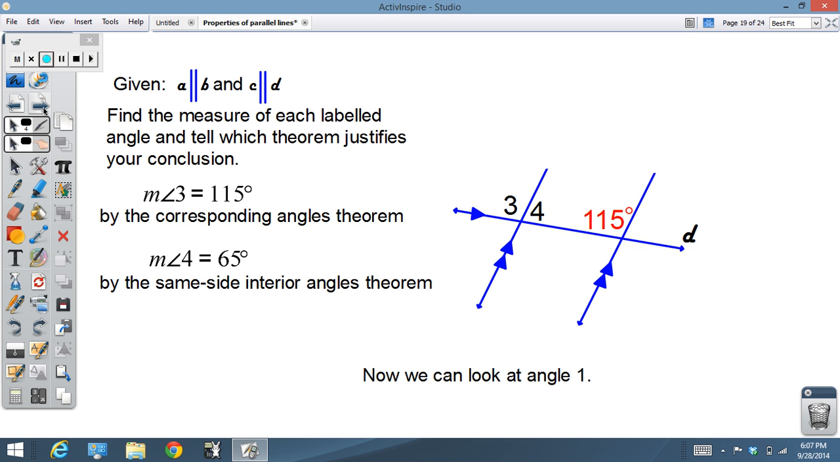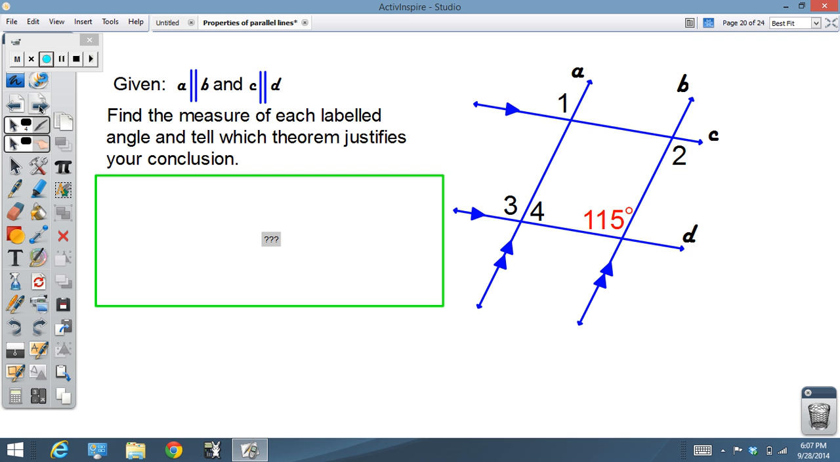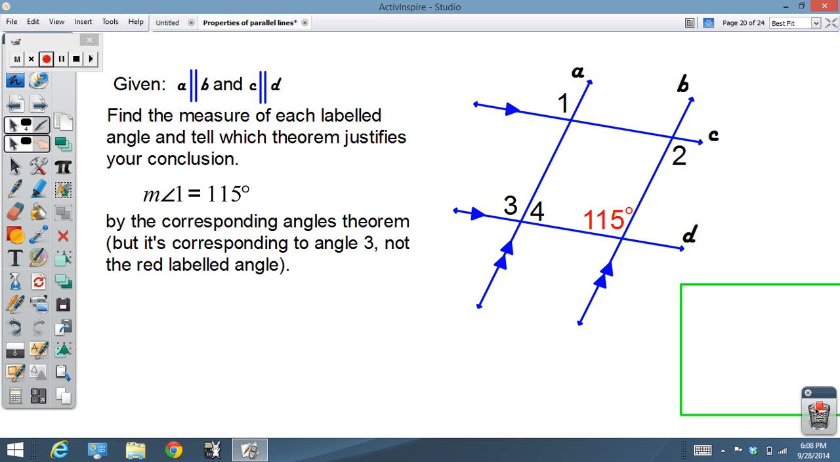Now we can go ahead and look at angle 1. And here we go. I see angles 1 and 3 are corresponding, top left. Therefore, the measure of angle 1 must be 115 degrees by the corresponding angle theorem, noting that it's corresponding to angle 3, not to the 115 degree angle. Okay, so you're going to want to get in the habit of being able to ignore certain parts of the picture and just pick out the information you need.